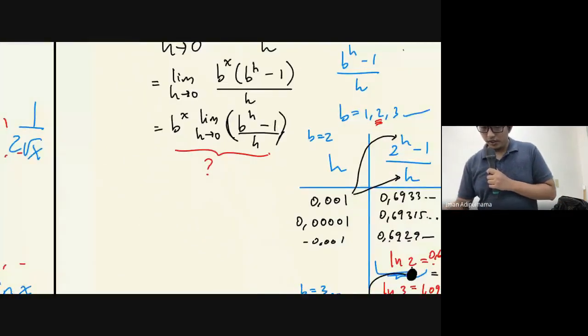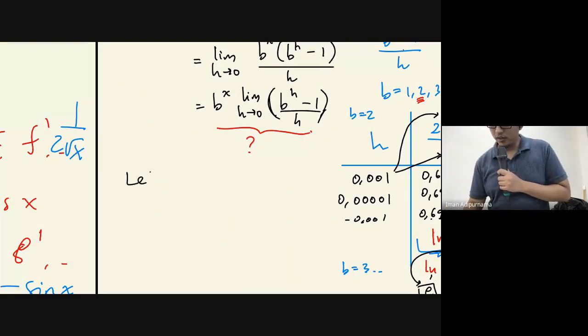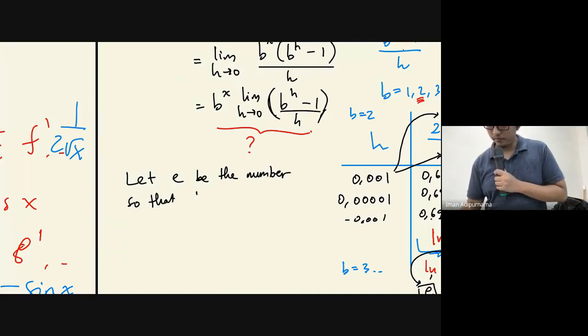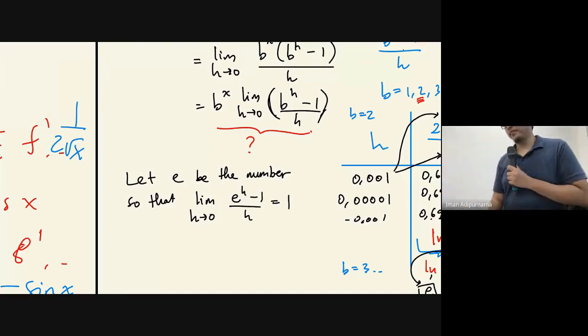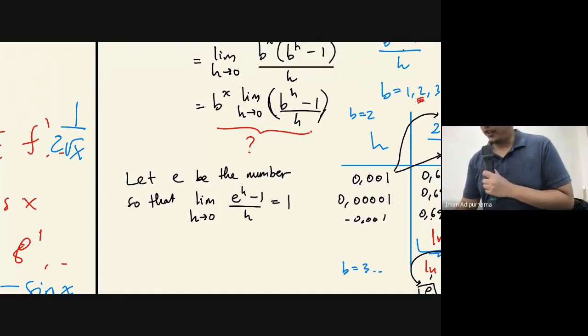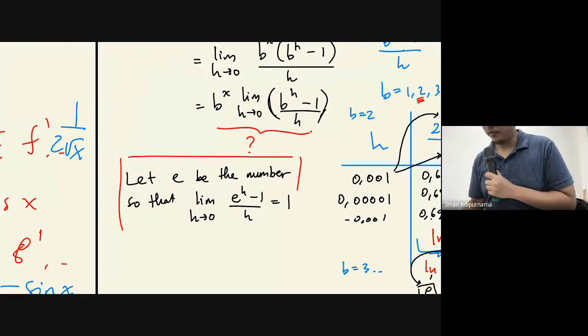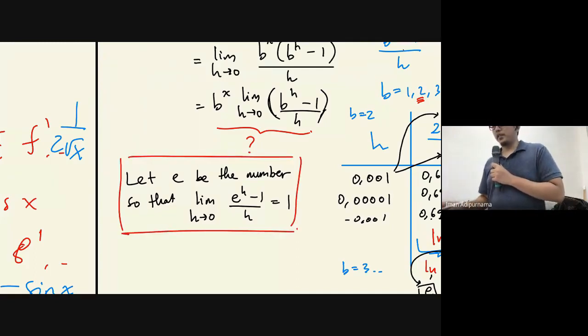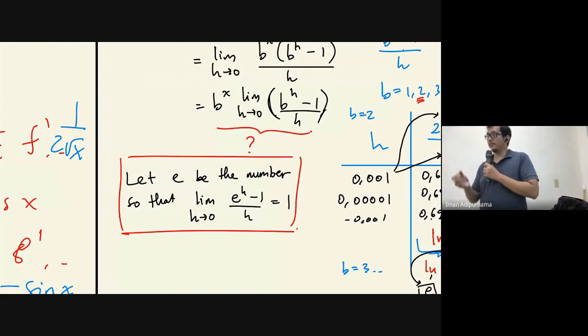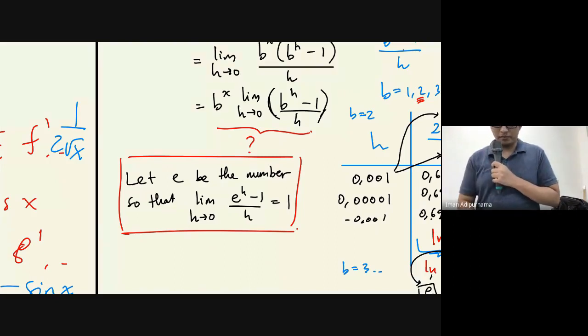Okay, so let E be the number so that... this is the definition. You can have the definition from the exponential forms. You can also have the E from another form.